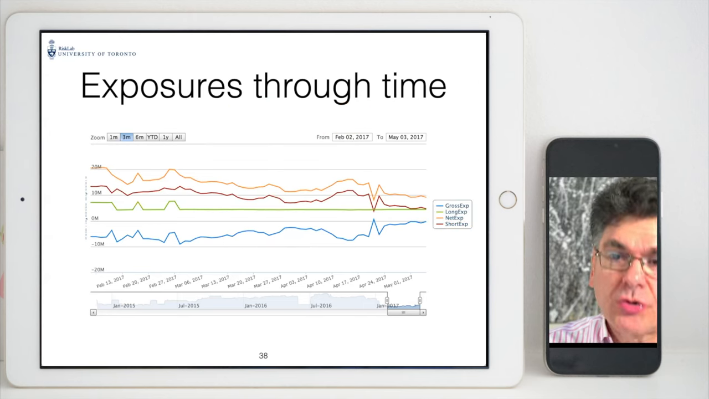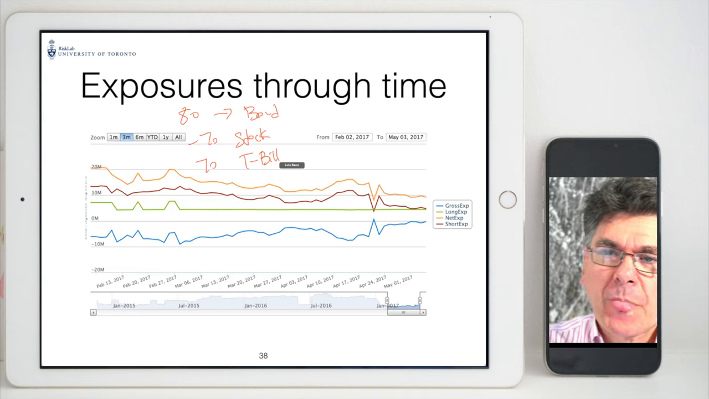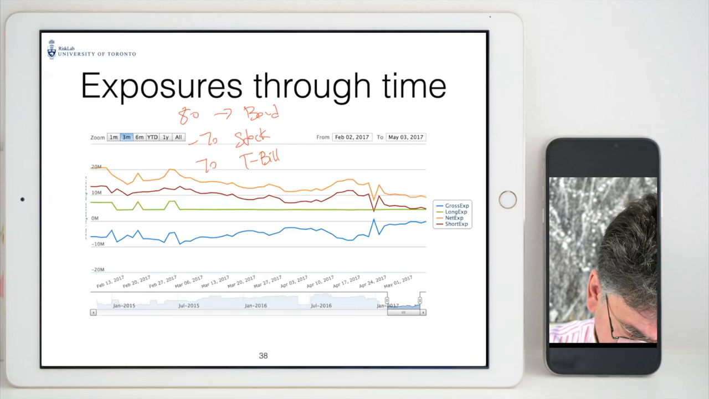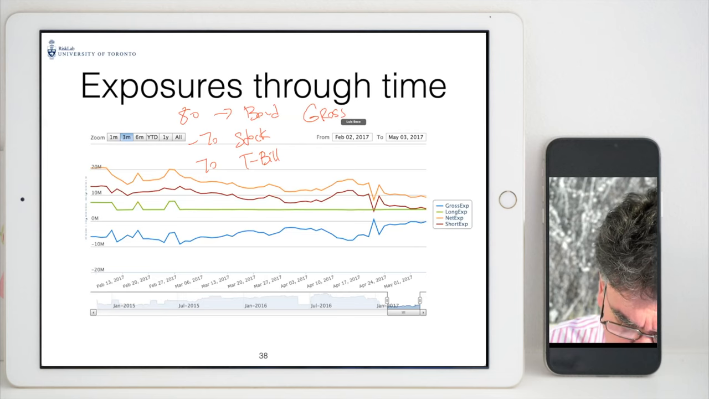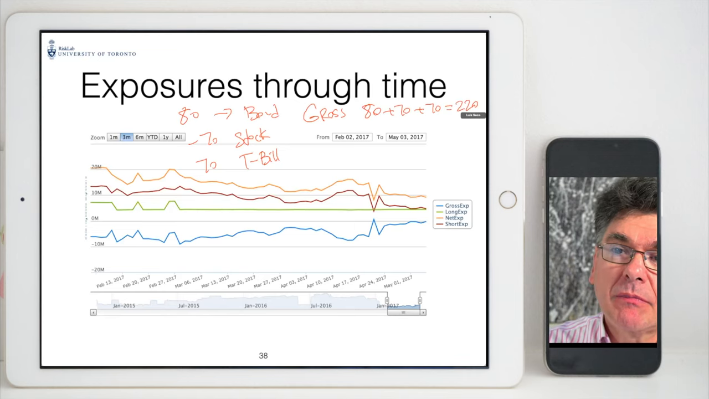So for example, let's say that we go to our convertible arbitrage example, where you invest $80 in a bond, then you short $70 of the stock, so you're short the stock. And then you're $70 long a T-bill. What would be the exposure here? The gross exposure is 80 plus 70 plus 70. It's 220. So with $80, you have $220 worth of gross exposure, very large.